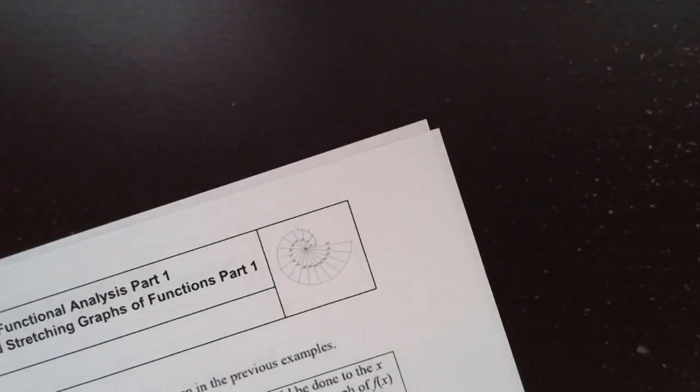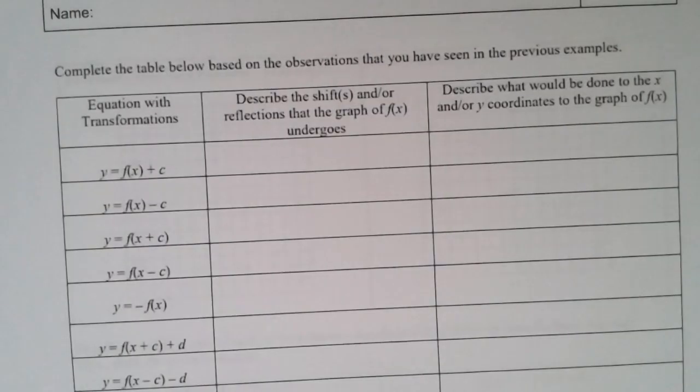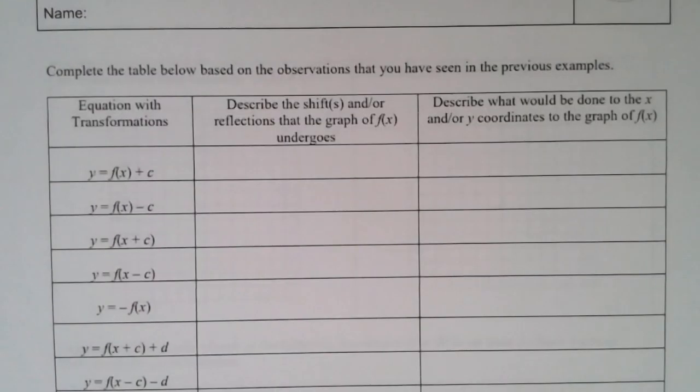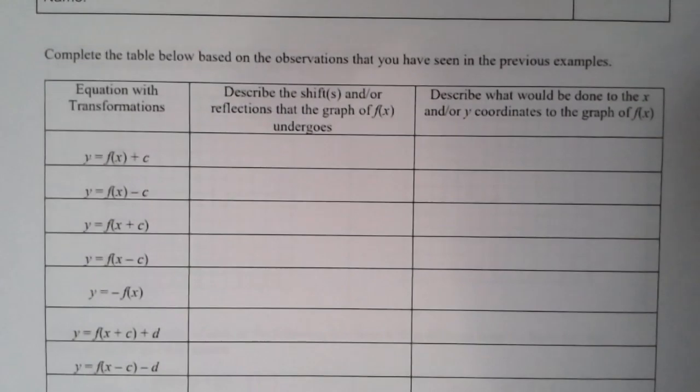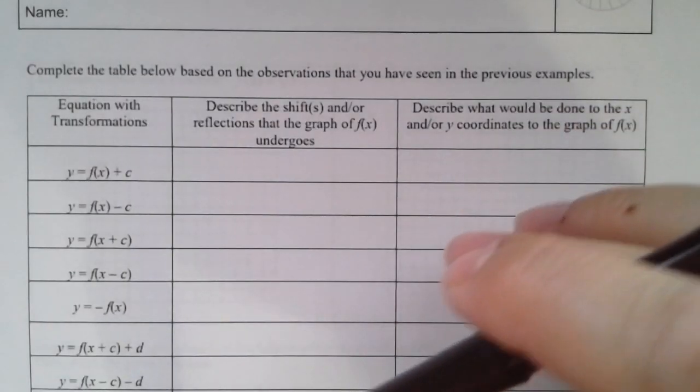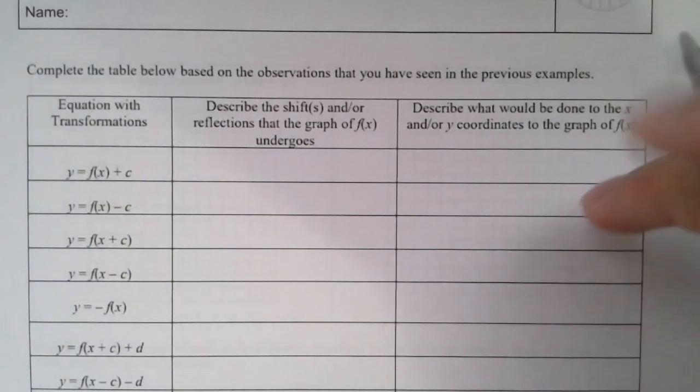Alright, so we're working through this. Let's complete the table below based on the observations that you have seen in the previous examples. We took the square root functions and studied what the transformations did to them. Now we can generalize. That's what this table is doing for us: we're generalizing those transformations.